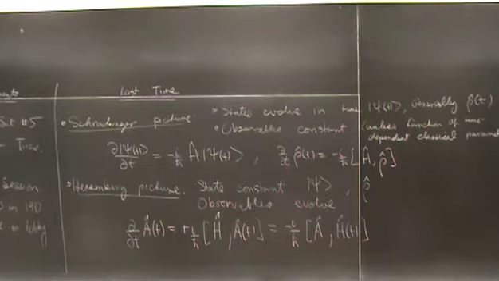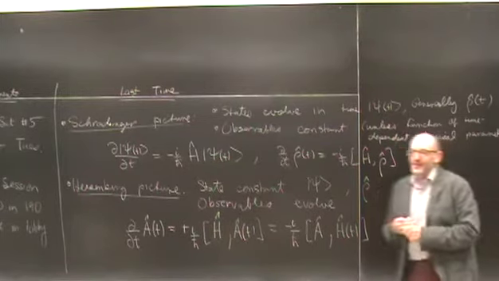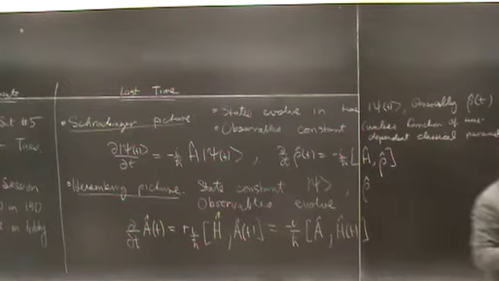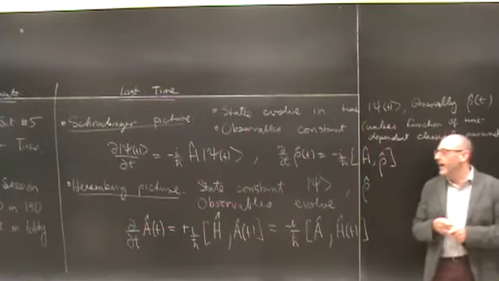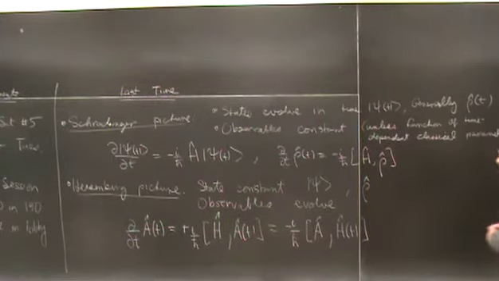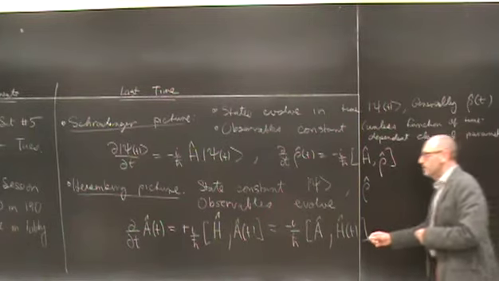But that's kind of an aside. In the Heisenberg picture, we flip things and we say the state is fixed, and the observables evolve in time, and they evolve according to the Heisenberg equations of motion.